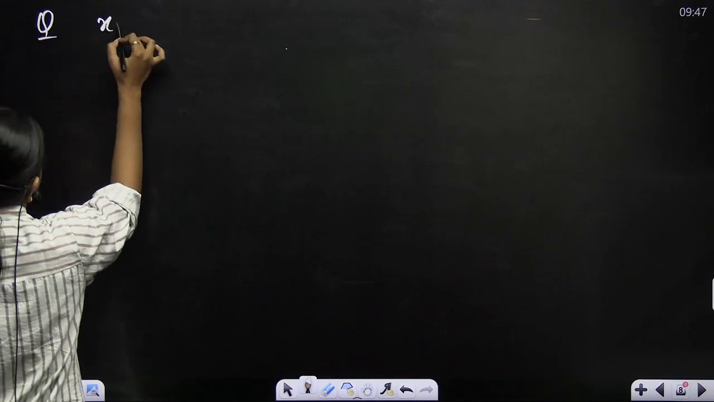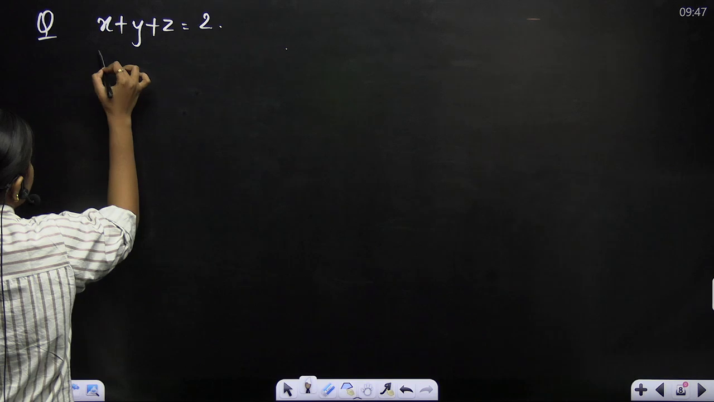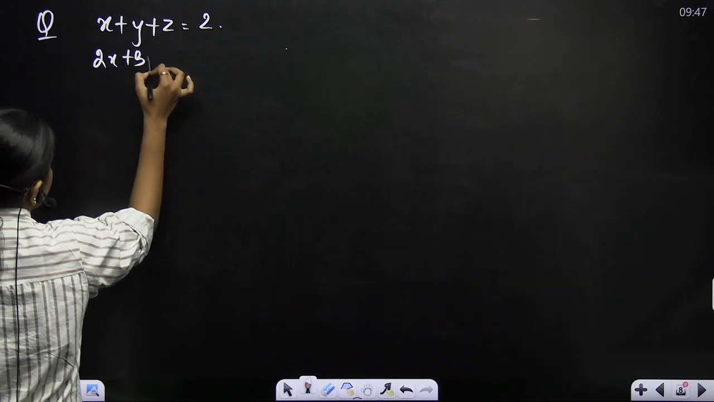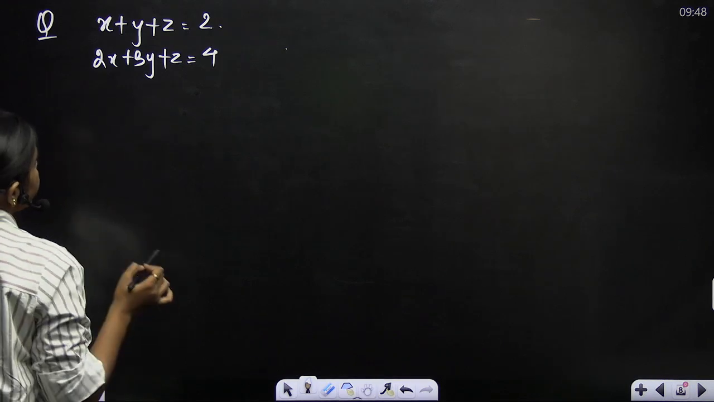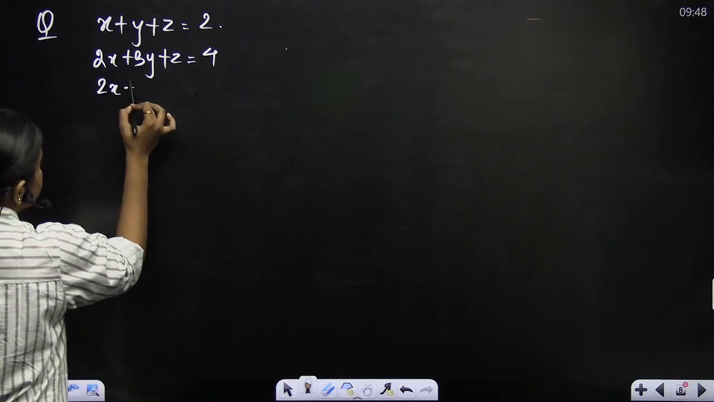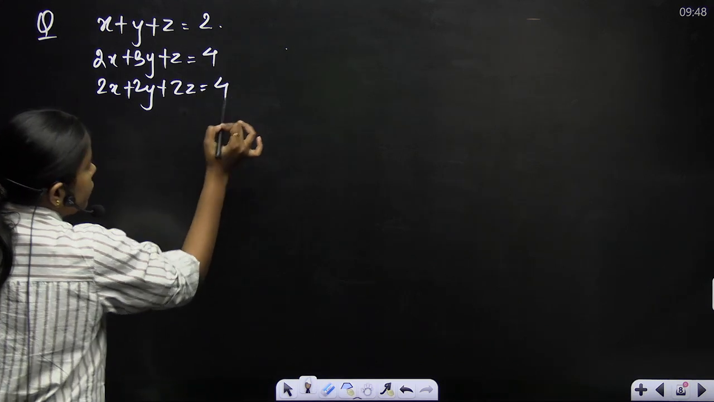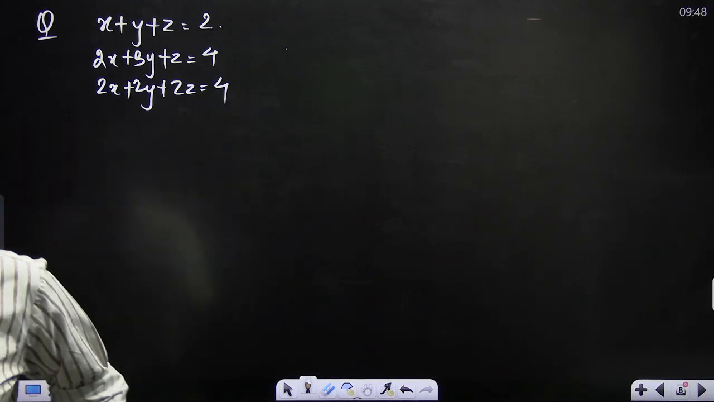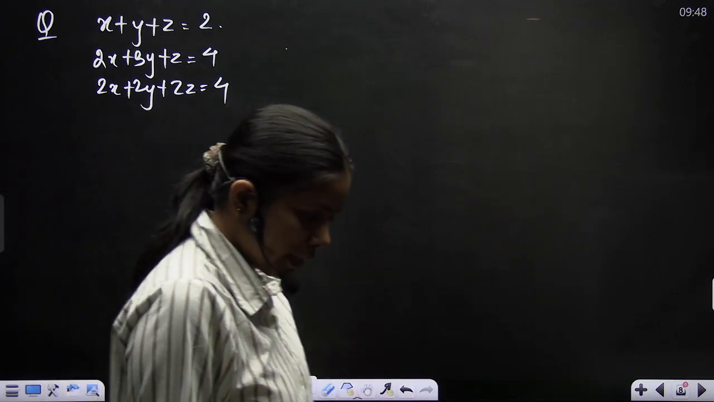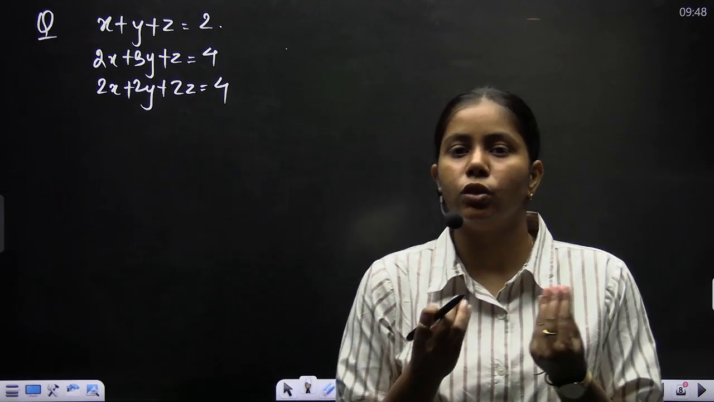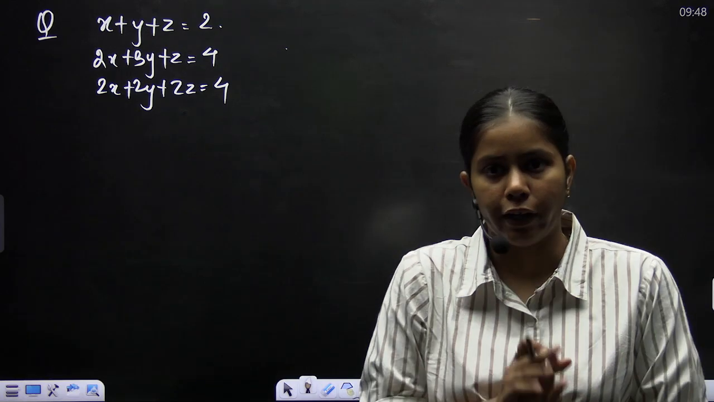We have an equation x plus y plus z equals 2, and 2x plus 3y plus z equals 4, and then we have here 2x plus 2y plus 2z equals 4. I need to find the solution for this system of linear equations. First I have to identify whether it has a unique solution, infinitely many solutions, or no solution. If a solution exists, then I have to find it.